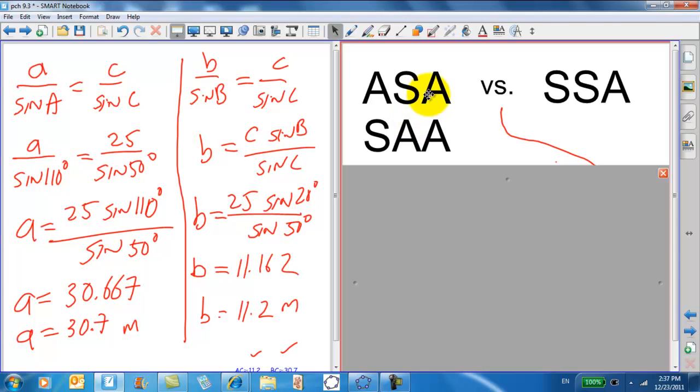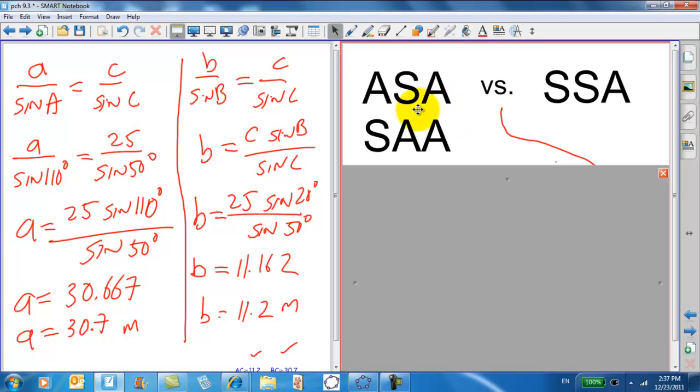Now, I want to talk about the two different types of givens where you can use the law of sines right away. That's like the angle-side-angle case that we just looked at, where you have a side and the angles on either side of it. And it's very similar to the angle-angle-side case, where you have a side and an angle attached to it and an angle opposite it.